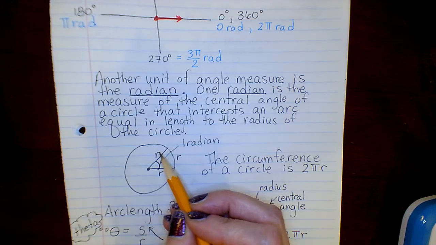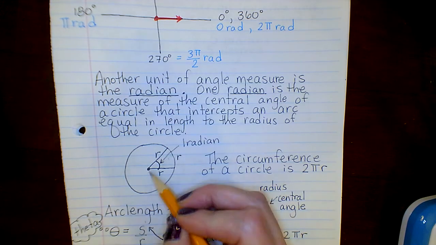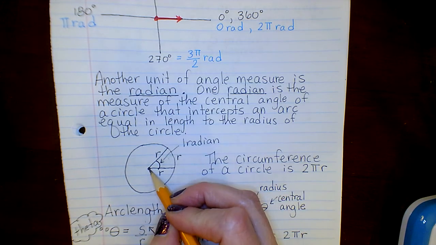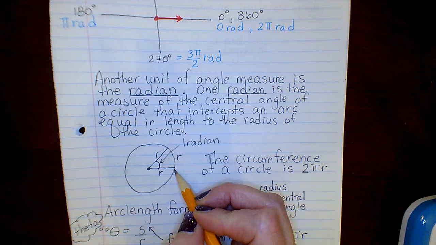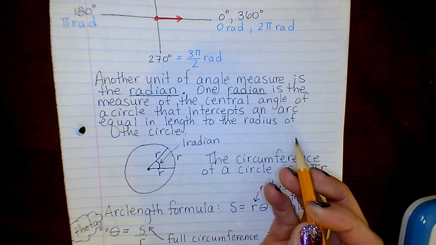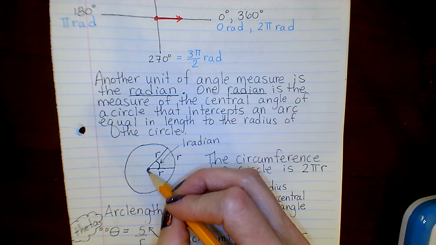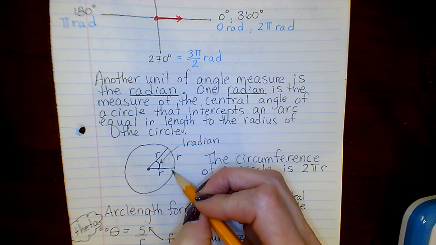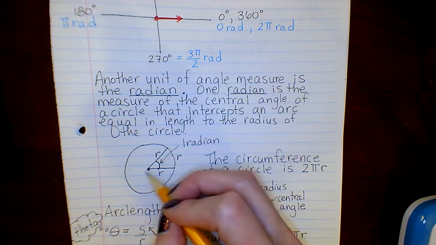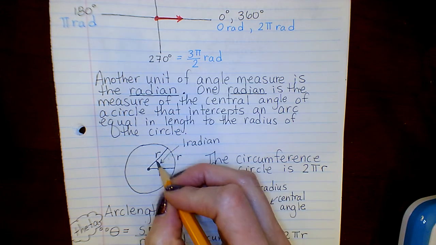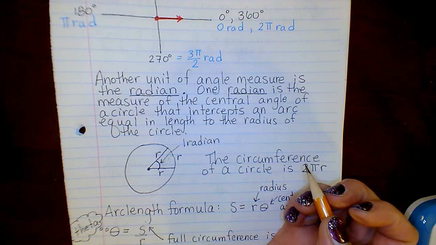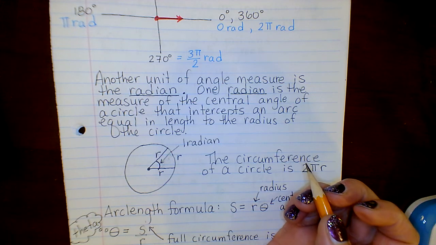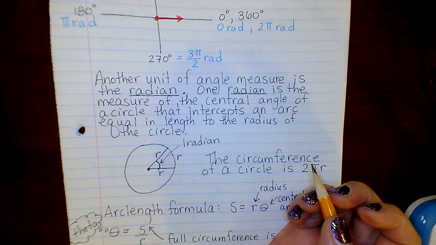Basically, it means if you've got a circle, we know that this is the radius, right? The radius is anywhere from the center to any point on the circle's edge. Well, when this arc right here has a length of r, which is the same as the radius, this angle right here has a measure of 1 radian. Okay? So that's what 1 radian is.